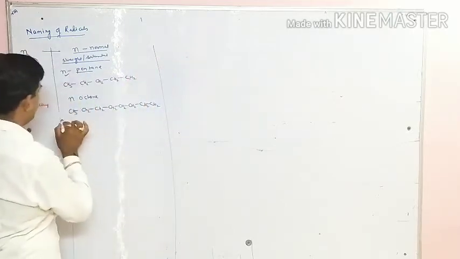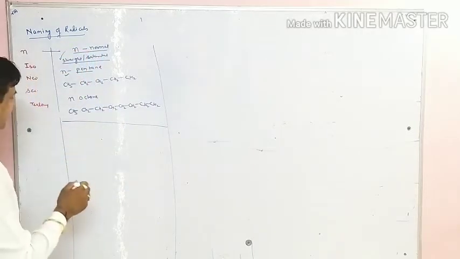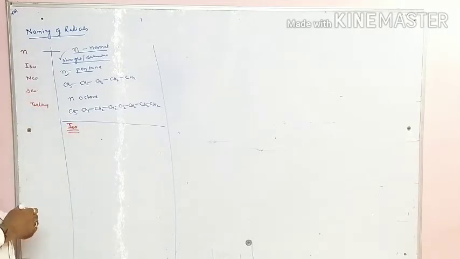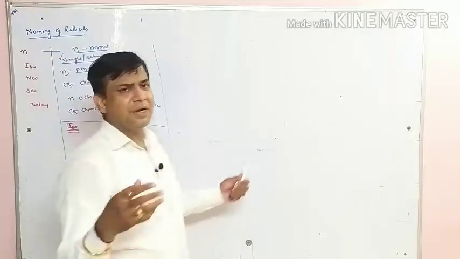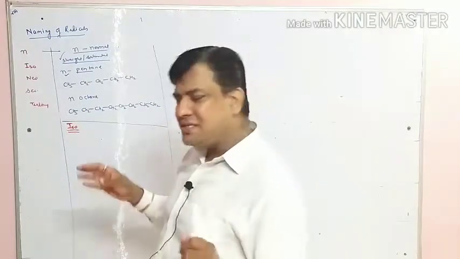What is the condition of N? Carbon chain should be straight, that is unbranched and saturated. If somebody asks how to draw iso, it's very easy. Different books have different opinions and definitions, but what I am going to explain is the easiest way.